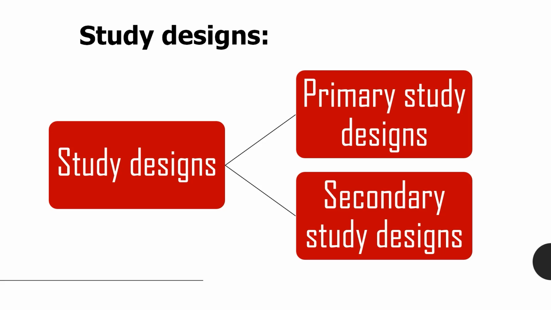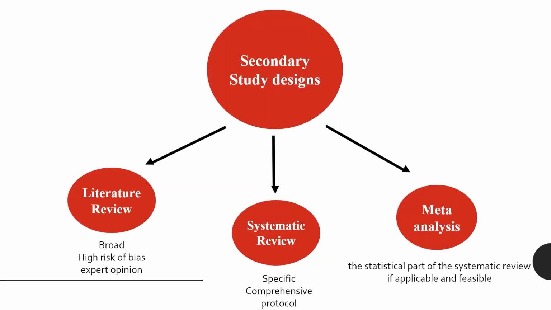On the other hand, in secondary study designs, the author uses existing data, usually produced by someone else, and then analyzes it and reports it. Systematic reviews are a type of secondary study design. They are already using existing data. Speaking of secondary study designs, we have literature review and systematic review.